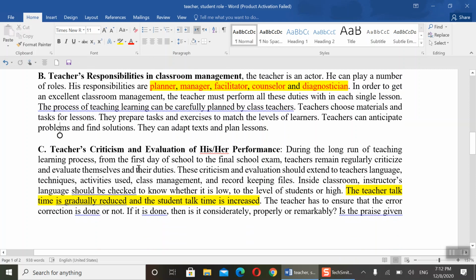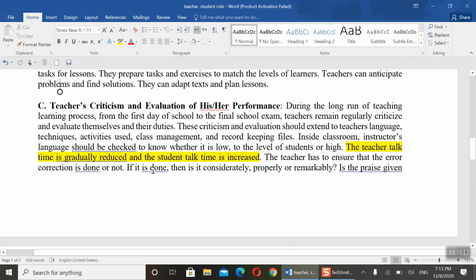Number three, teacher's criticism and evaluation of his or her performance. This is very, very important. Here, you as a teacher, you have to evaluate yourself. You criticize yourself. How to evaluate yourself? You have to develop, or to have self-development. Here, you can read this. How to develop from the first day.